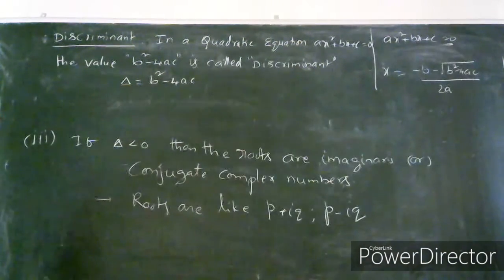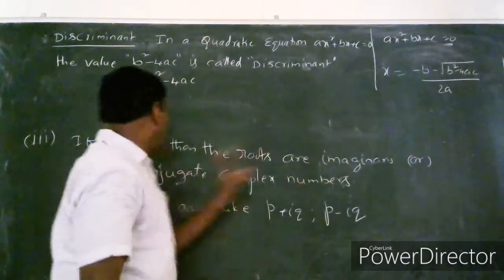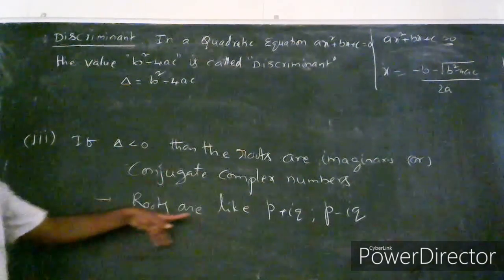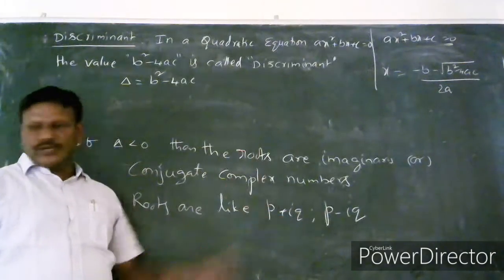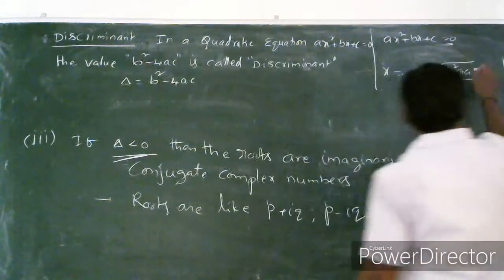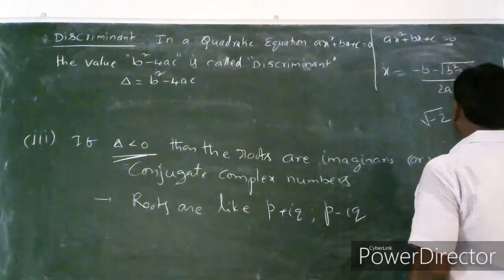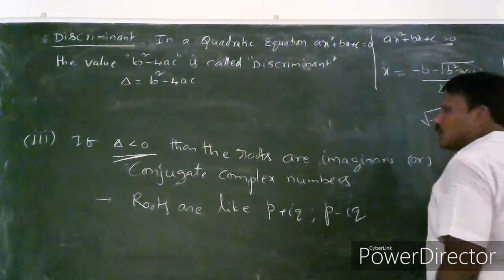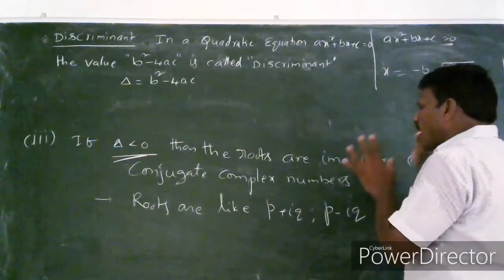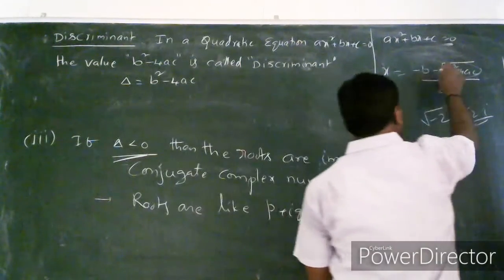Third case, if delta less than 0, then the roots are imaginary or conjugate complex numbers. Conjugate complex numbers means roots are like p plus iq comma p minus iq. Why do we get this? If delta less than 0, delta is a negative value, and the value under the root becomes negative. For example, root of minus 2 means root 2 i. When i is there, i means imaginary. So if there is a negative value in the square root, we get imaginary values.